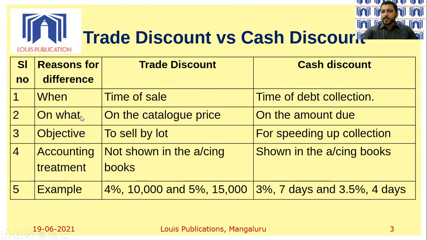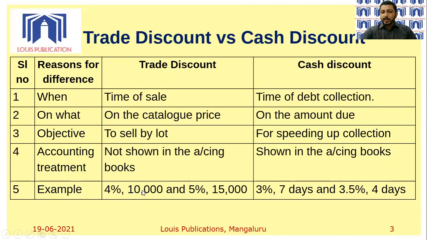Now, on what price is a trade discount given? It is usually given on the list price, or we also call that the catalog price, whereas cash discount is given on the amount that is due from the customer. Now, what is the basic objective of trade discount? The basic objective of trade discount is to sell more. We have a beautiful example right here.